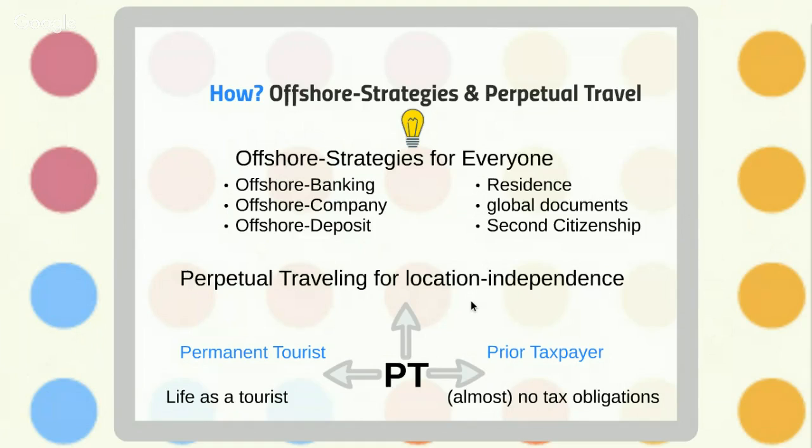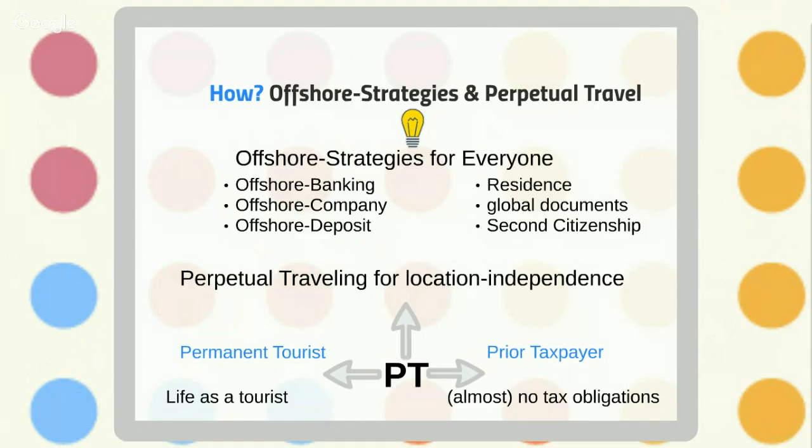Because you are a permanent tourist, a PT, so PT has three meanings: perpetual traveler, permanent tourist, and prior taxpayer. Permanent tourist means you basically live as a tourist. You are on tourist visas in other countries, and you might renew them if possible, or you might do a visa run. That means you just go to one country, immediately come back, and you get another 3 months visa in that country. And you basically just live in a country until they tax you. And before they are able to tax you, you just move to another country.